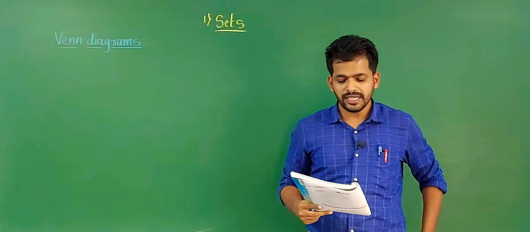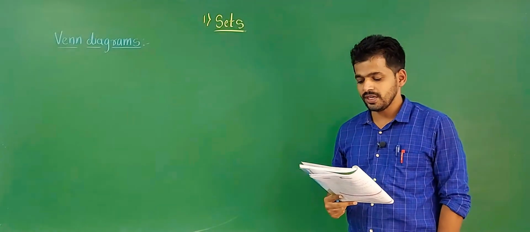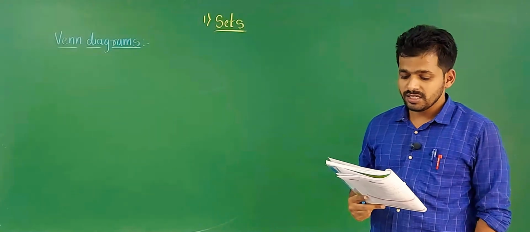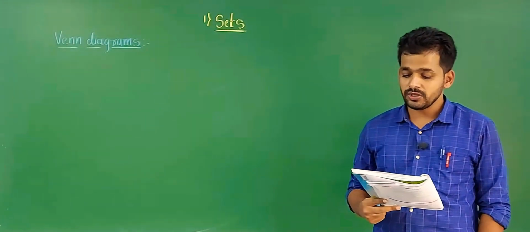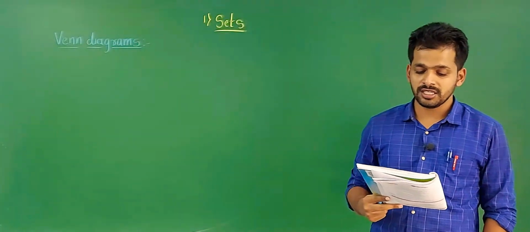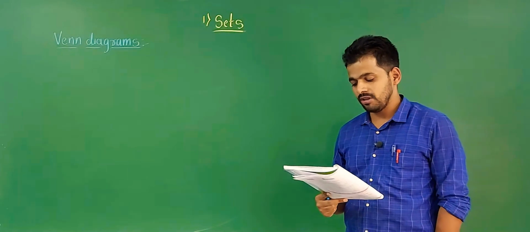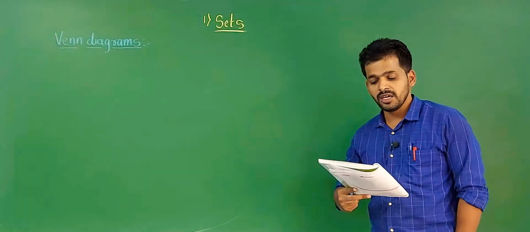British logician John Venn was the first to use closed figures to represent sets. Such representations are called Venn diagrams. Venn diagrams are useful in order to understand and illustrate the relationship among sets and solve examples based on sets. It is simple information.